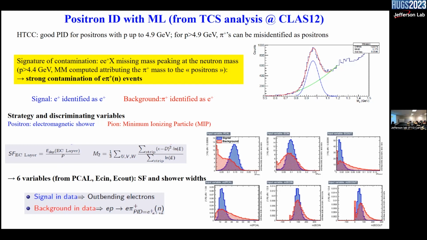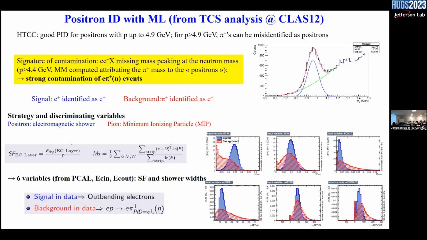And then, again, here you need to think of what you use to train your algorithm. So for the signal in data, we took electrons from what we call outbending data taking. We have this torus magnet in CLAS12 that, depending on the sign of the field, can make the electrons go this way, towards the beam line, which is what we call inbending. This was the setting of the field used for the main data set. But we can also change the sign and go this way. In the inbending data set, electrons would go this way and positrons would go this way.